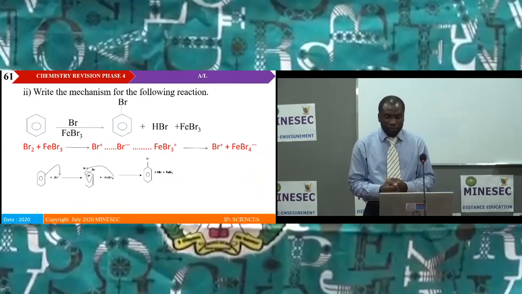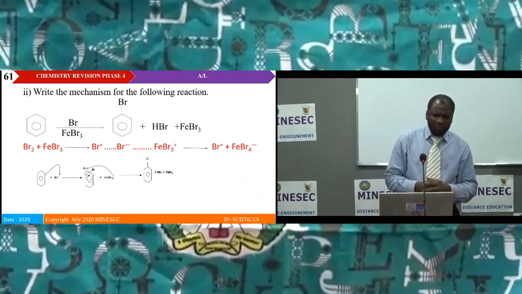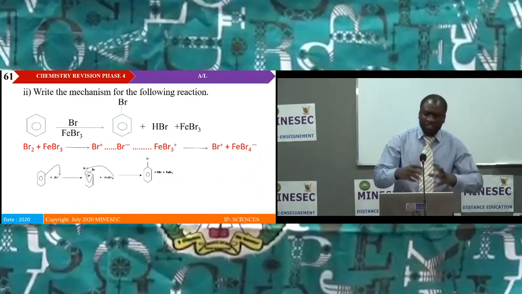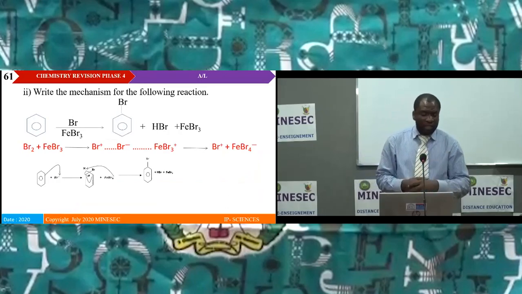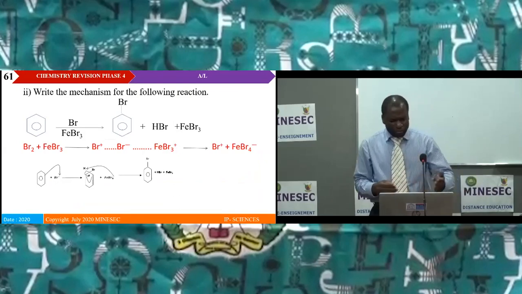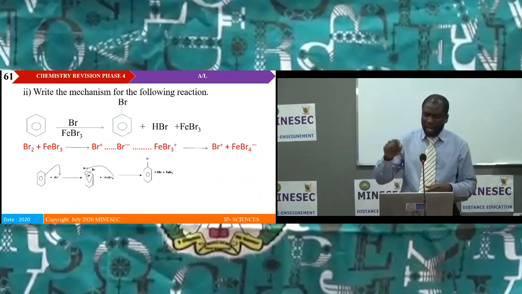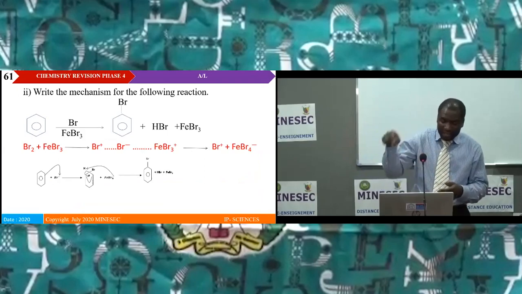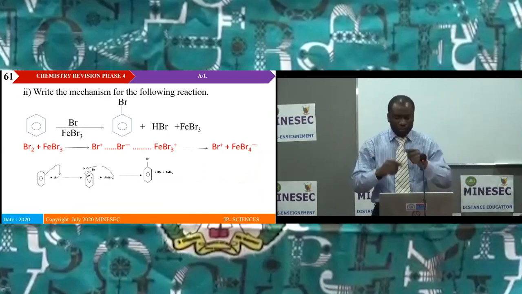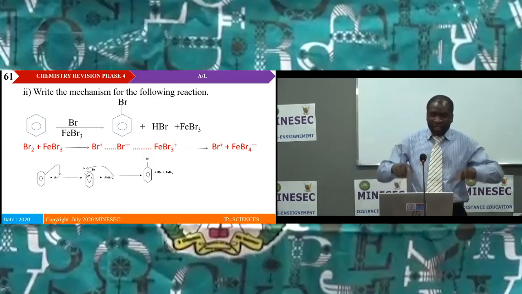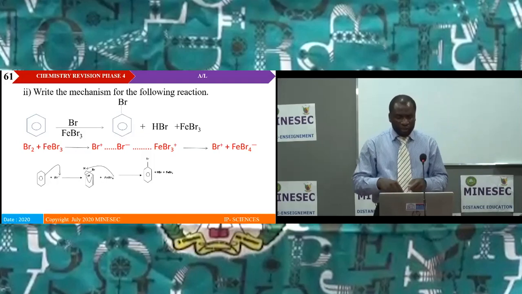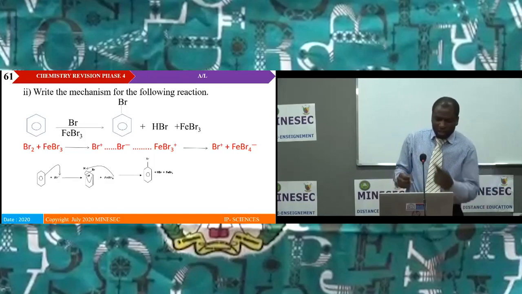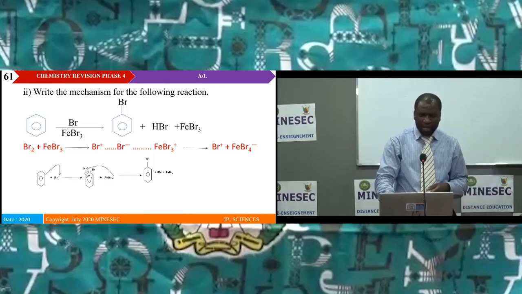Write the mechanism for the reaction, that is benzene to bromobenzene. So first of all, that's an electrophilic substitution, so we have to generate our electrophile. So we react bromine with FeBr3, we obtain our electrophile Br plus, which is then attacked by the benzene ring. The benzene ring is rich in electrons, so it attacks, and they will form that intermediate, where the delocalized electron cloud of benzene is distorted. So FeBr4 minus then picks up a proton in order to re-establish the delocalized pi electron system.